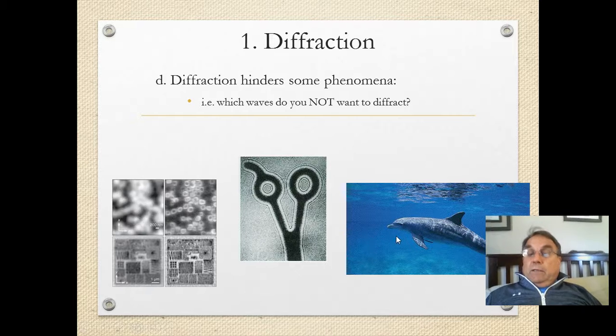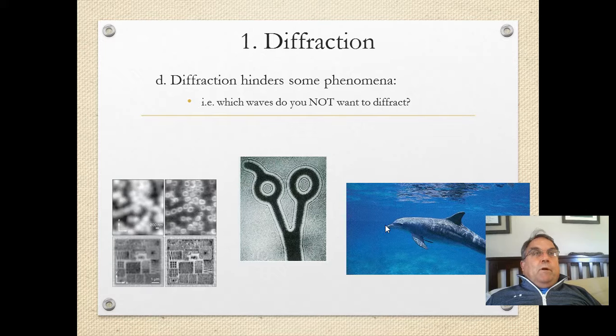Sonar is similar. Dolphins and bats use sonar. They send out clicks, and then the bouncing of the sound wave off of the object and back allows them to get a really detailed, quote unquote, image of that object. If it diffracted around the object, they would not get that image.